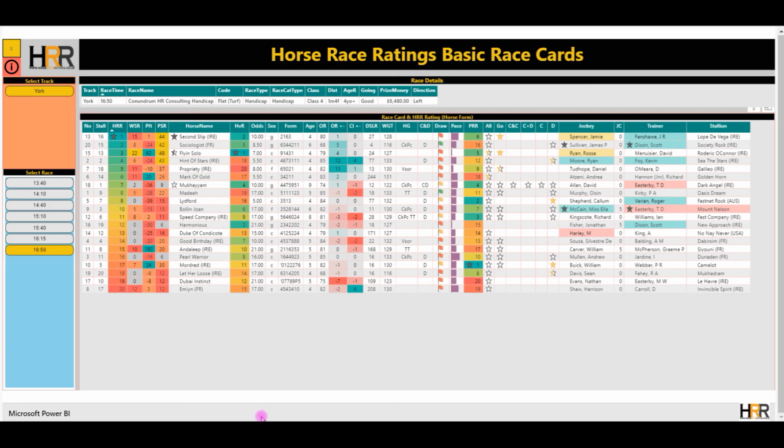So hopefully that gives you a good indication, based on the races at York today, of how the ratings actually work, what the information is behind the ratings, and you have got the race key here. So that concludes the tutorial for the basic ratings.